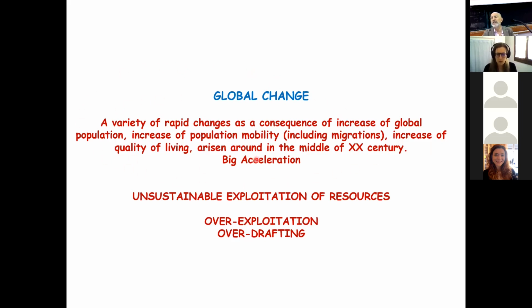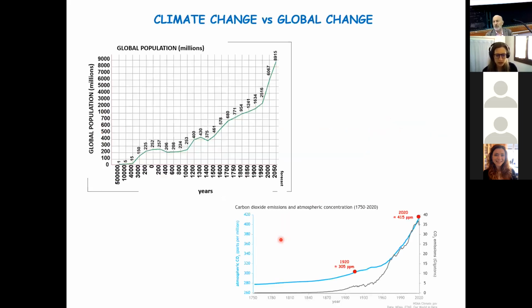All these aspects have arisen around the middle of the 20th century, and they are considered together as the big acceleration of a global process. And this global change induces an unsustainable exploitation of resources. And among resources, we have water resources. And so we have what we call overexploitation, also called overdrafting. Overdrafting is a synonym of overexploitation. You are exploiting a resource at a higher rate than the rate by which the resource is renewed, is reconstituted, in the case of water, by the precipitation. If you exploit the resource at a higher rate, you have an unsustainable exploitation of the resource.